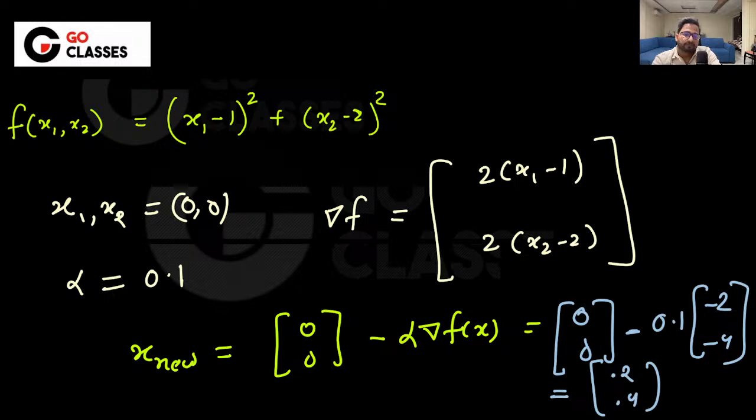Let me know. So this is not a tough question. This is an easy question only. You just have to apply gradient descent in 2D. The update formula will remain the same. It's not like the update formula will be changing.